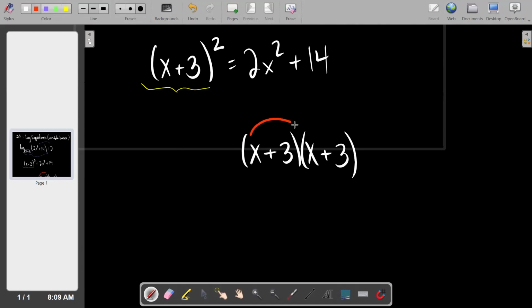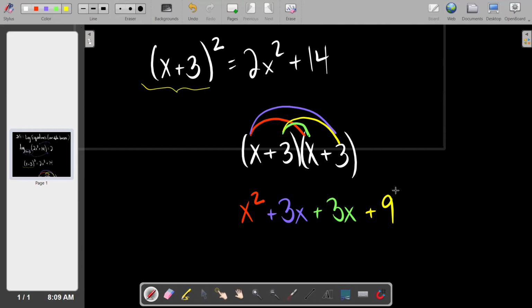So if we just do x times x, yes, we get x squared. If we do x times 3, we get 3x. Just remember this. And then if we do 3 times x, we get another 3x. And then if we do 3 times 3, yeah, we get 9.